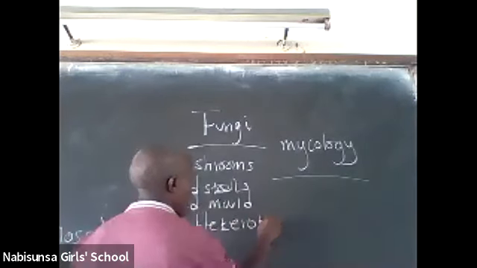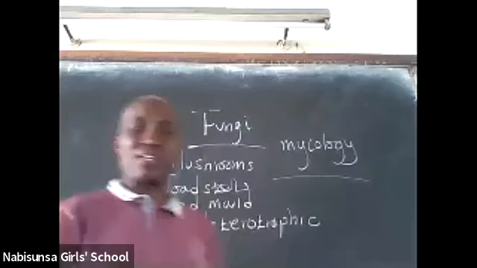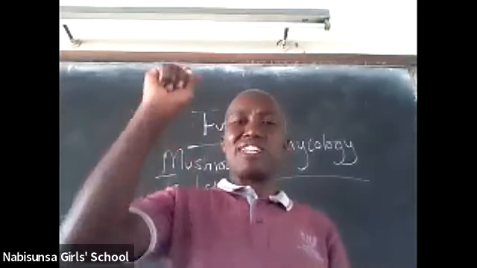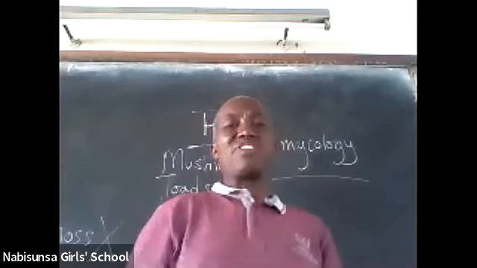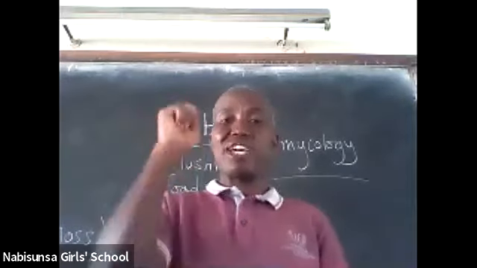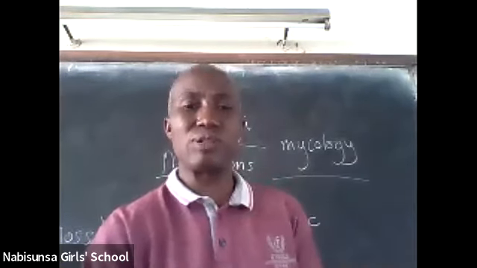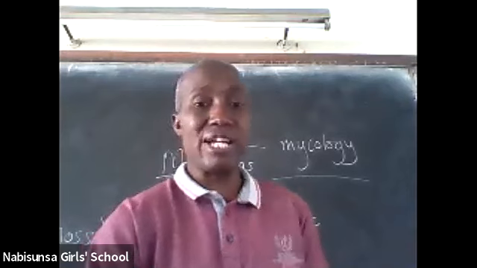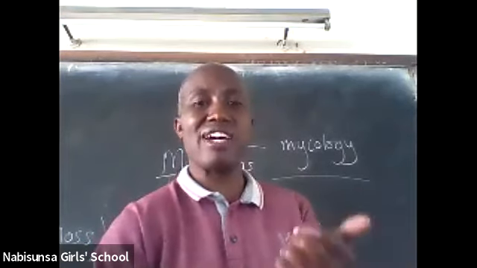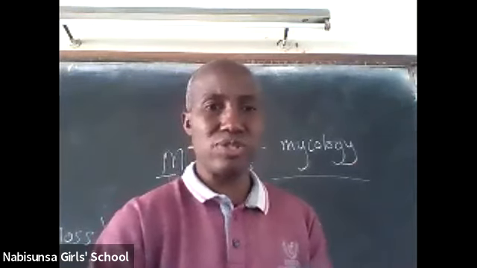The organisms are heterotrophic. That is, they feed on already manufactured food. Why do they feed on already manufactured food? They feed on already manufactured food because they do not have chloroplasts. They do not have chloroplasts, so they cannot make their own food. That means they have to obtain food from other organisms. So they feed on already manufactured food.